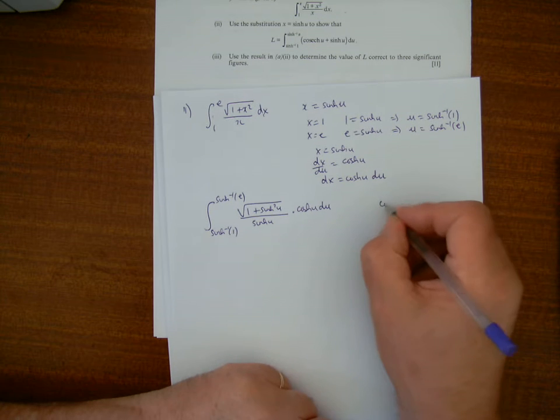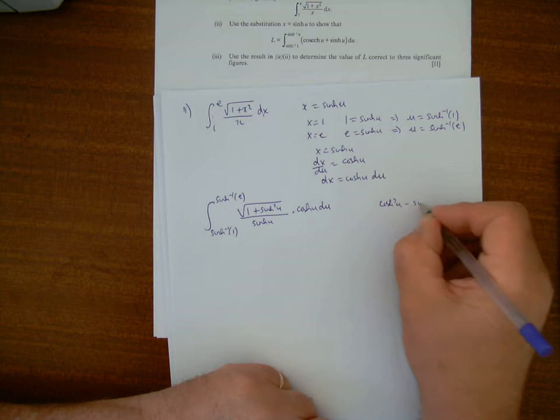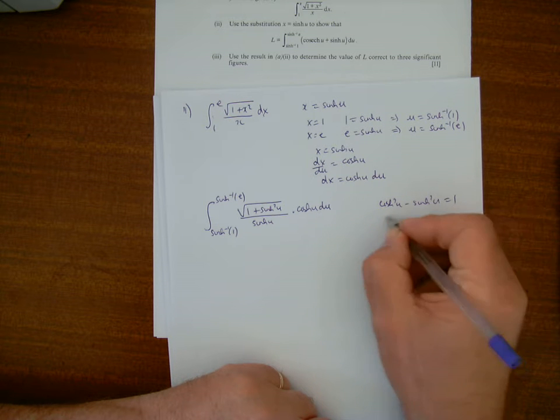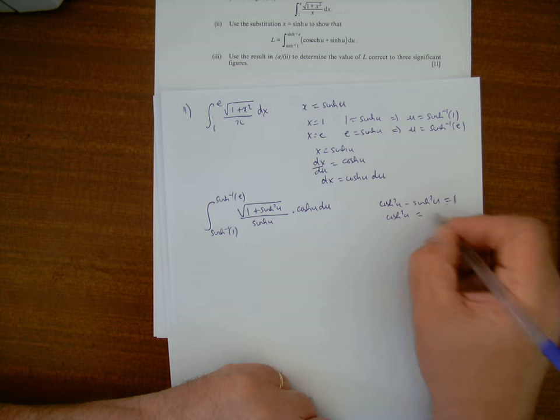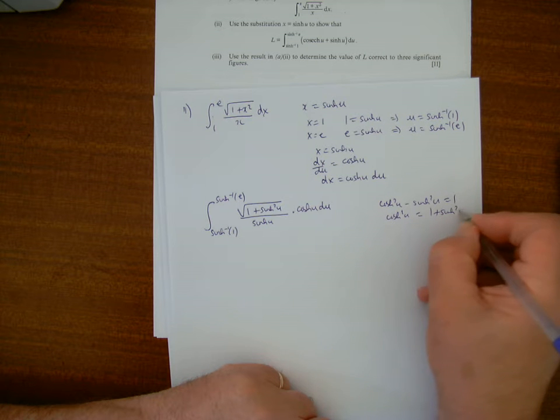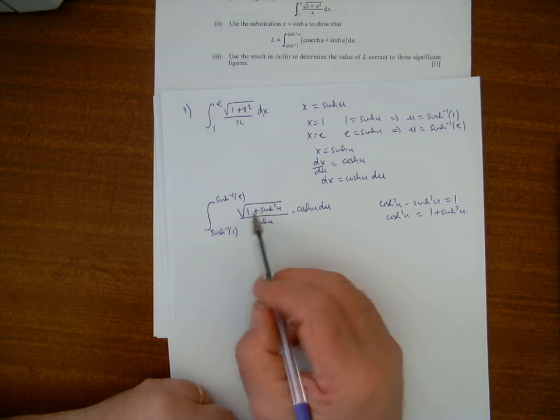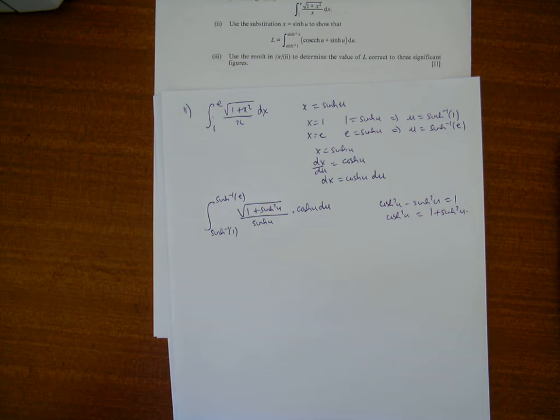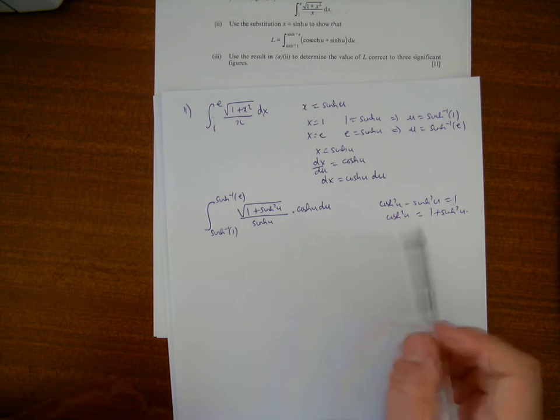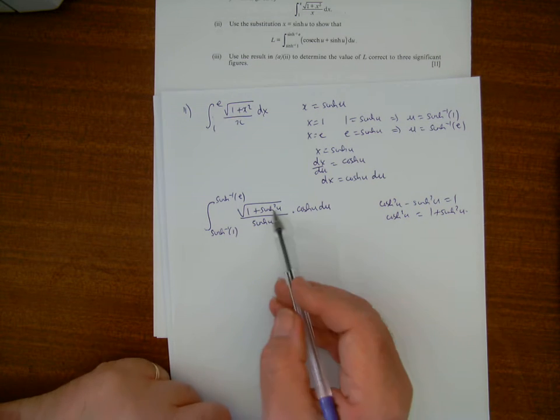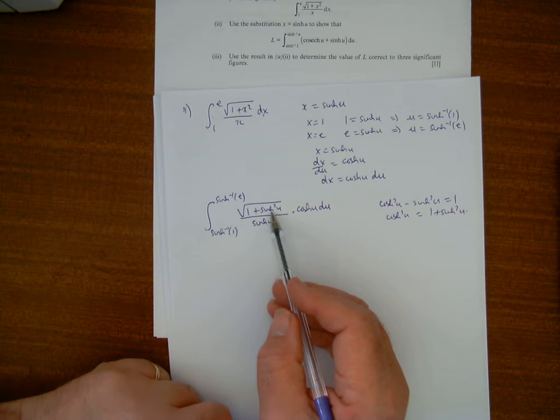And then cos squared u minus sin squared u is 1. So cos squared u is 1 plus sin squared u. To get a square root, I can't square root a sum or a difference. So the fact I can rewrite that as cos squared u will allow me to carry out the square root.